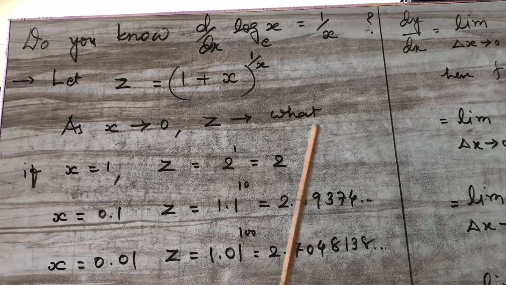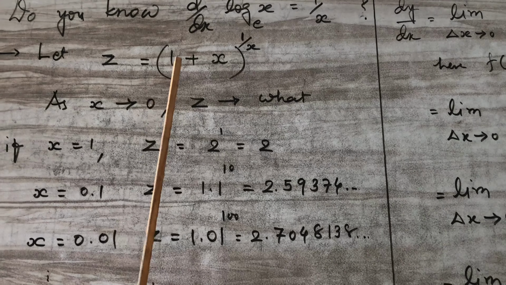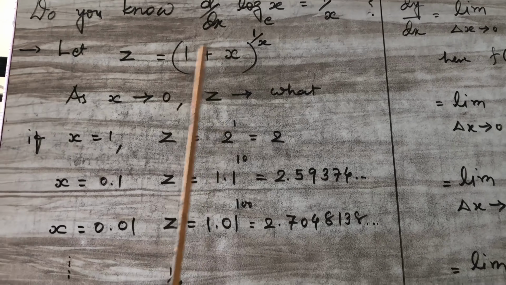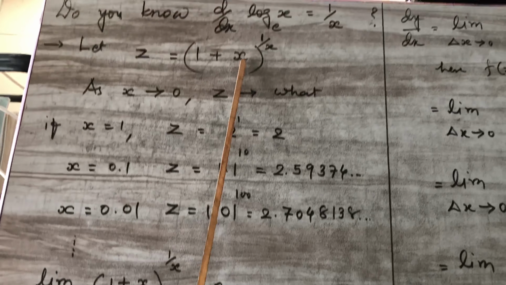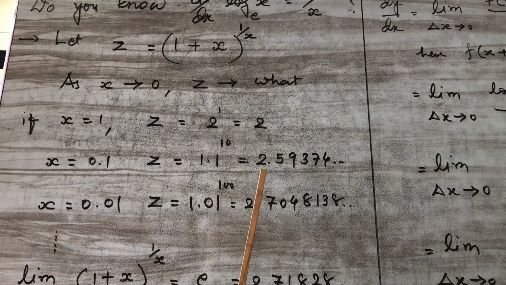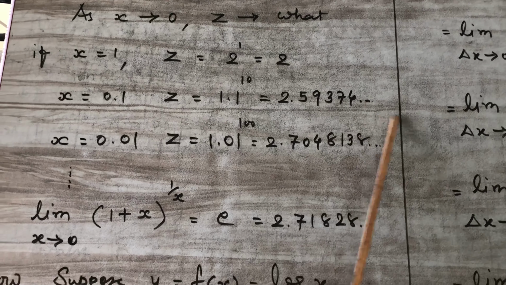As x tends to 0, z tends to what? If x equals 1, (1 plus 1) raised to 1 by 1, that is 2 raised to 1, that is 2. If we take x equal to 0.1, because x tends to 0, we can take the value of x smaller and smaller, going towards 0. So first we take 0.1. 1 plus 0.1, 1.1 raised to 10, we get 2.59374 something.